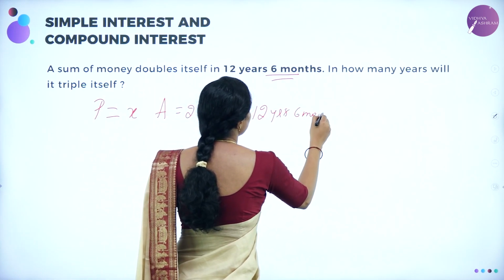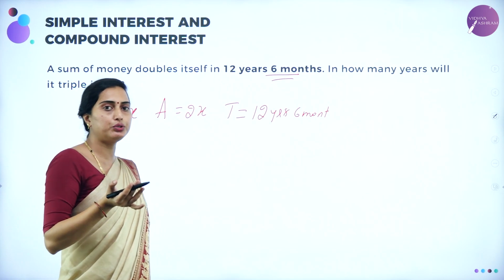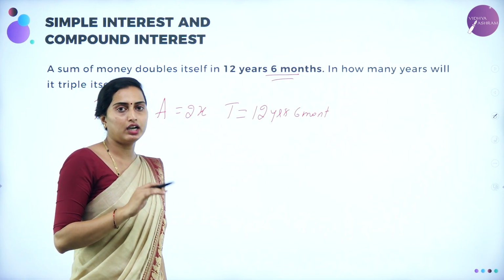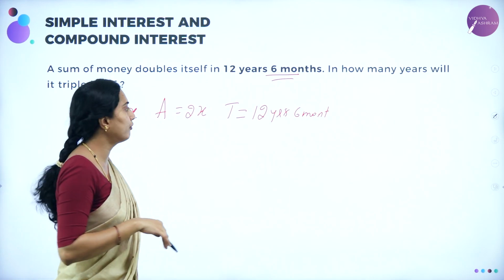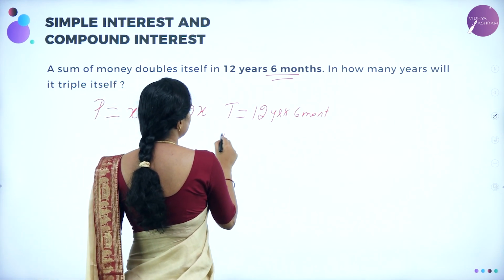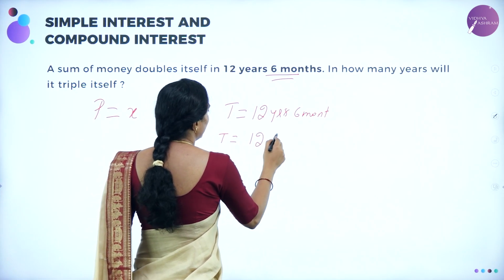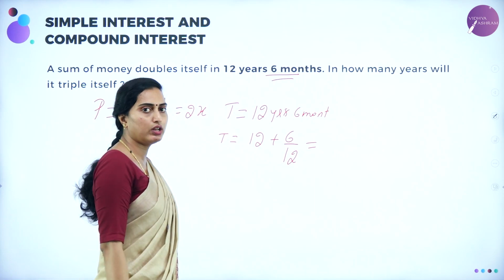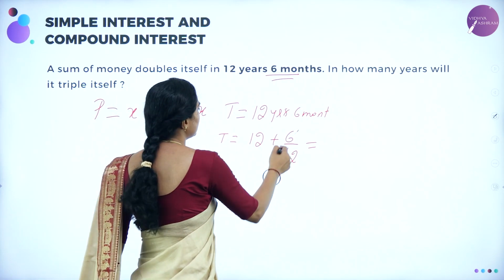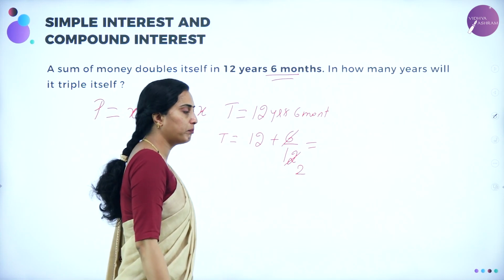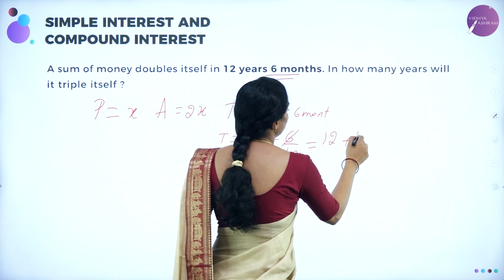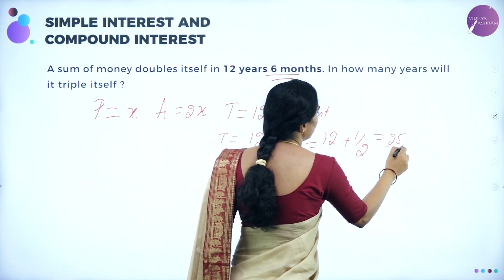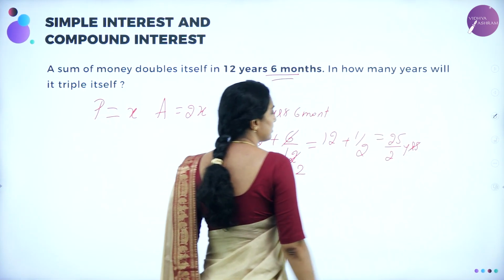What is 12 years, 6 months? You have to convert it totally into years. How can 6 months be converted? In a year, there are 12 months, so 6 divided by 12. Therefore, you are going to have T is equal to 12 plus 6 divided by 12. 6 2s are 12, therefore 1 by 2. 12 plus 1 by 2. So, 12 2s are 24 plus 1 is nothing but 25 by 2 years. We have converted this, isn't it?